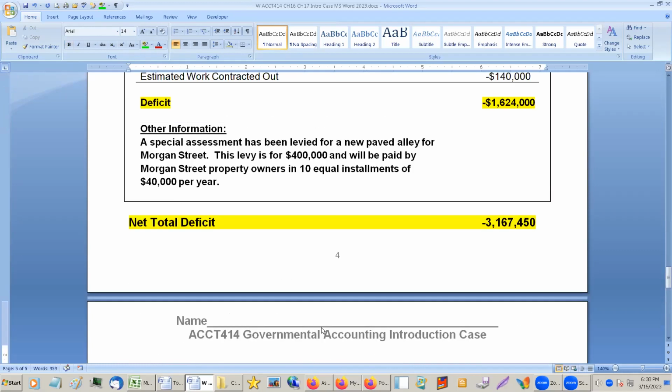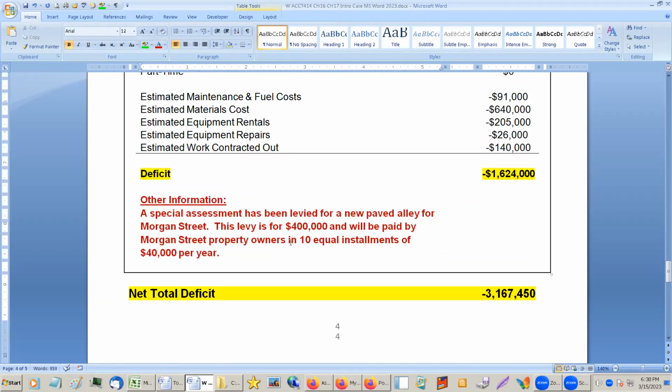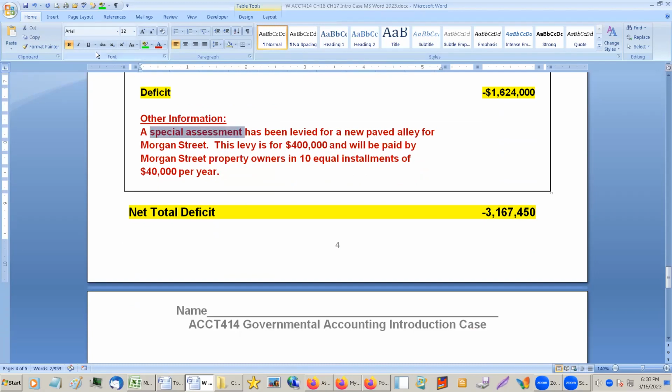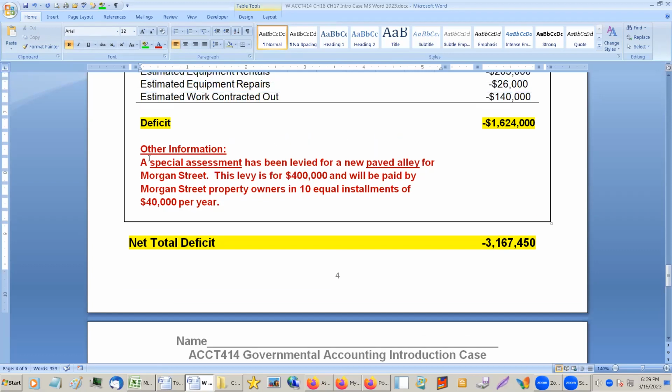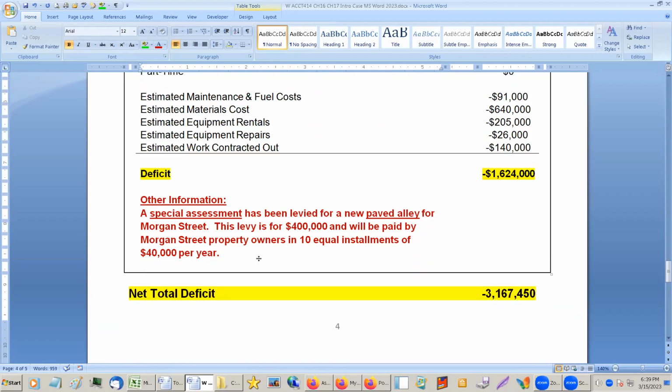Okay, so here's what we're going to do. One more thing I wanted to talk about real quickly. A lot of times you'll have special assessments for government, and they're usually for things that only affect a small group. For instance, a paved alley. Only those people that live on that paved alley are really going to benefit from it. So they'll vote on whether they want this paved alley. And if most of the people on that alleyway want it paved, then the city can pave it, and they'll get a special assessment. The reason they have this here as other information is that this is going to be paid for by those people that have the special assessment. It is not going to be paid for by the general public. It's paid for by those individuals that it benefits. So sometimes governments will do things for specific groups and charge those specific groups for them.